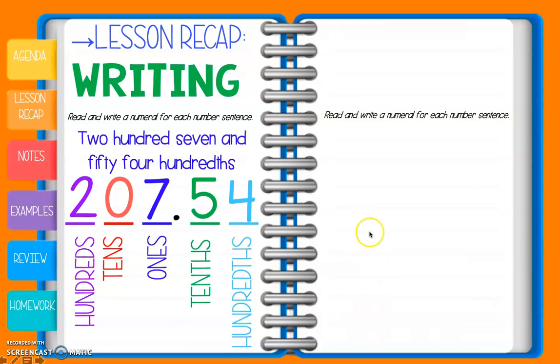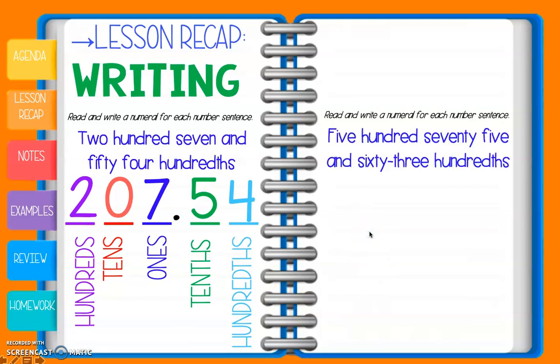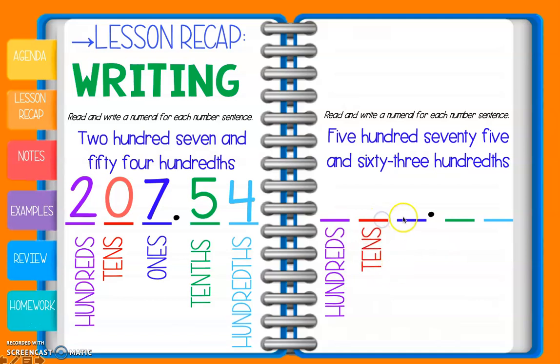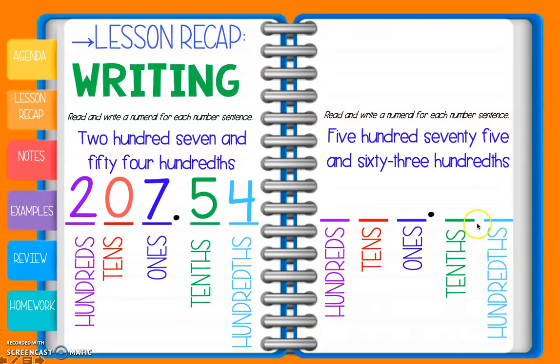All right, so let's take a look at another one. Read and write a numeral for each number sentence. It says 575 and 63 hundredths. So again, we're going to start off with our place value spots. Hundreds, tens, ones, tenths, and hundredths.